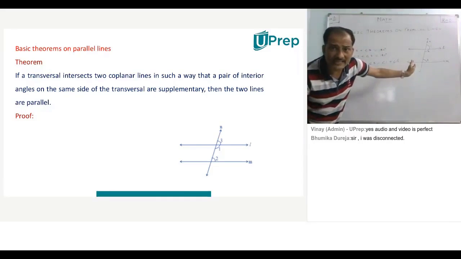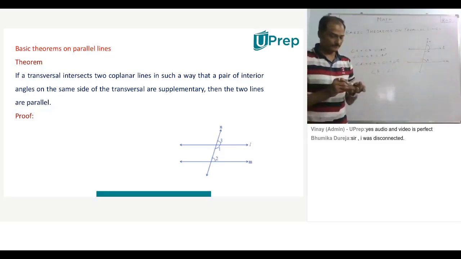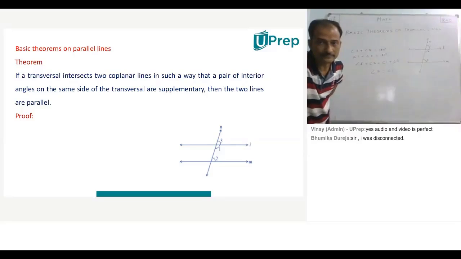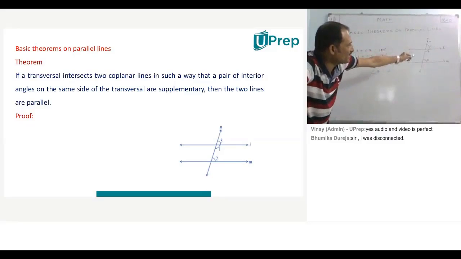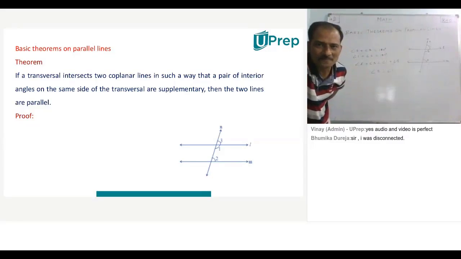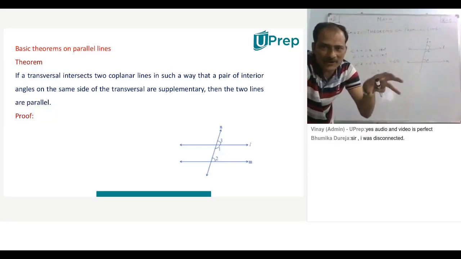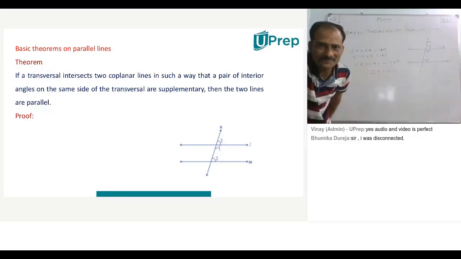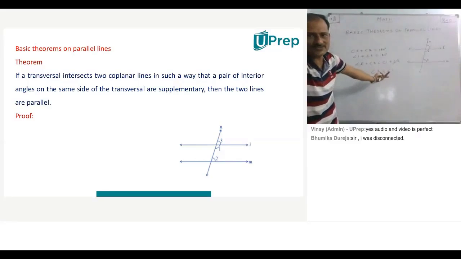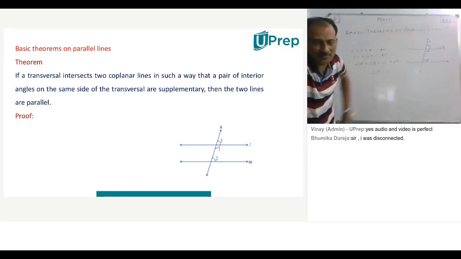But what are angle 3 and angle 1 according to the diagram? Arnav, what are angle 1 and angle 3 according to the diagram? Corresponding angles. Yes, you are absolutely right. They are corresponding angles. If corresponding angles are equal, lines are parallel. Yes or no? Yes, sir. We proved corresponding angles we got and they are equal, so they are parallel. I hope you understood the theorem.